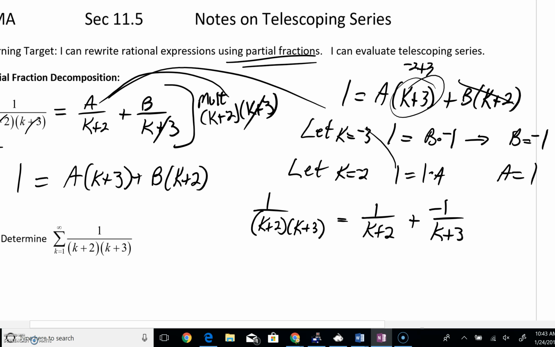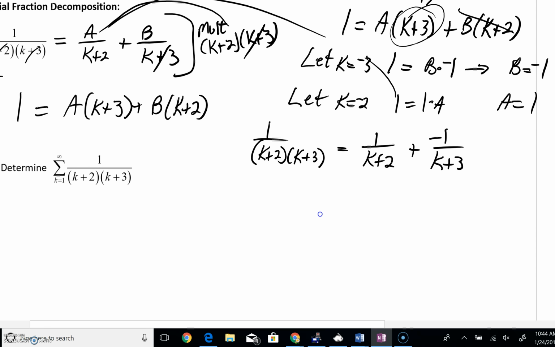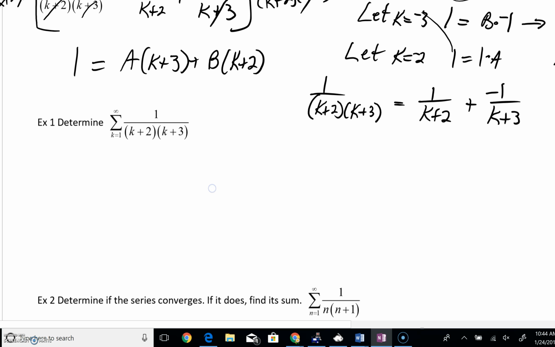Sometimes kids look at this and they'll think, okay, big deal, you've taken a whole fraction and you've separated it into two individual fractions. Why in the world would anybody ever want to do that? Well, you do that a lot in calculus, and doing this can make life easier with calculus. But let's just see what would happen with this infinite sum for number 1. We're going to add this up forever.